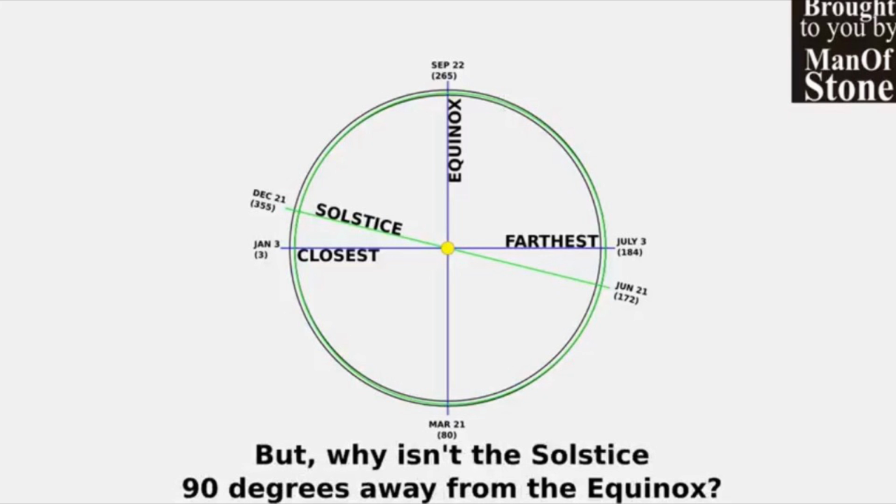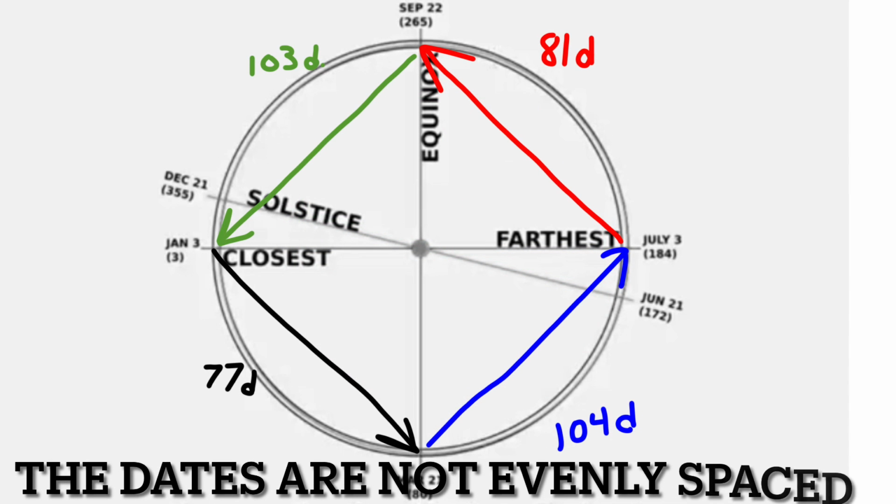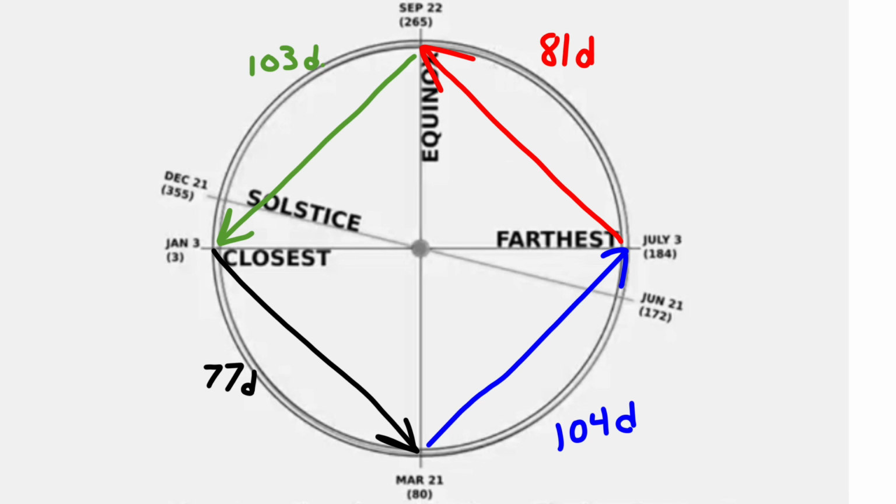So number 3, it asks why the solstice isn't 90 degrees to the equinox. And that's because the graph in your video is mislabeled. You have the equinox labeled directly between July 3rd and January 3rd, but the actual day between them is October 2nd. But the fall equinox is really September 22nd.